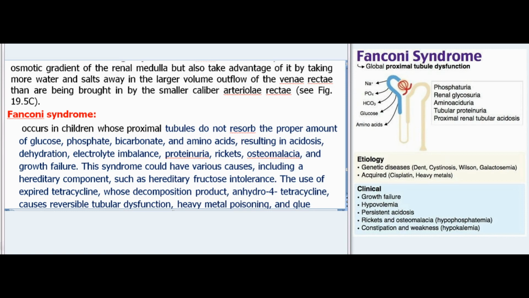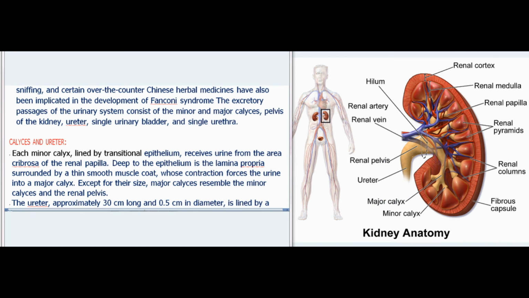Fanconi syndrome occurs in children whose proximal tubules do not resorb the proper amount of glucose, phosphate, bicarbonate, and amino acids, resulting in acidosis, dehydration, electrolyte imbalance, proteinuria, rickets, osteomalacia, and growth failure. This syndrome could have various causes, including a hereditary component, such as hereditary fructose intolerance. The use of expired tetracycline, whose decomposition product, anhydro-4-epitetracycline, causes reversible tubular dysfunction, heavy metal poisoning, and glue sniffing, and certain over-the-counter Chinese herbal medicines have also been implicated in the development of Fanconi syndrome.